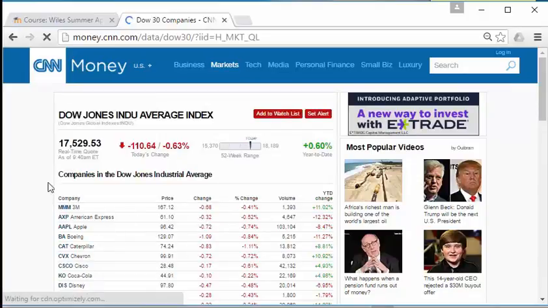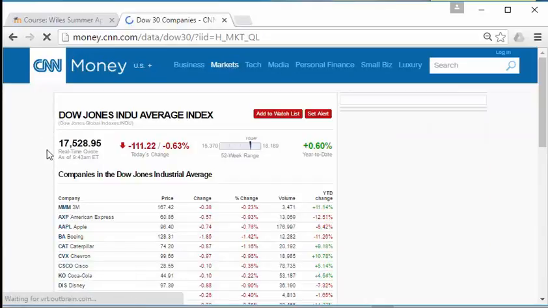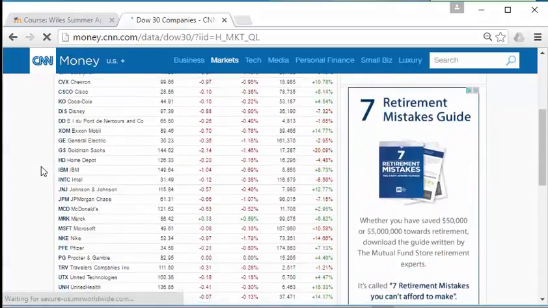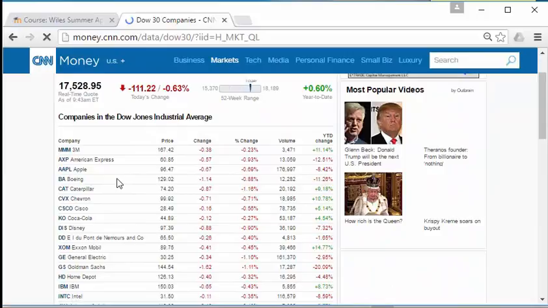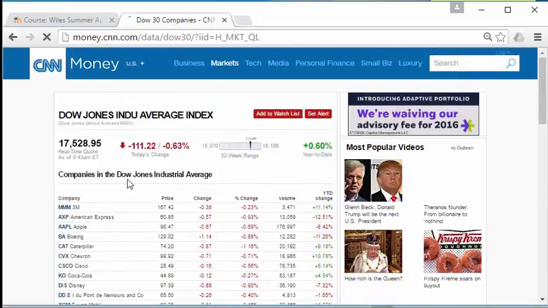The Dow 30 is just used to kind of watch the market and get a general sense of, is the market going up, is it going down? So these are just some large companies. Generally, they're pretty stable. So if you want to choose stable companies, these would be a good choice.